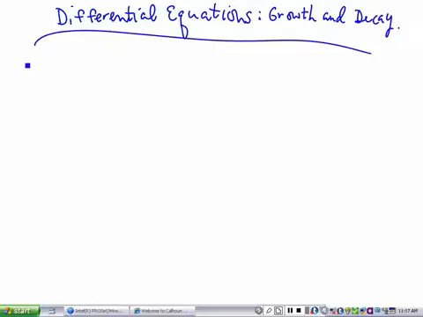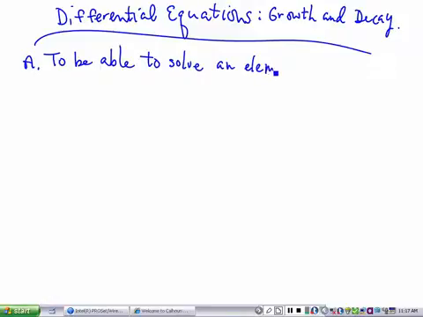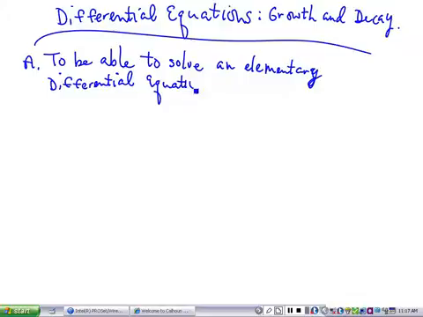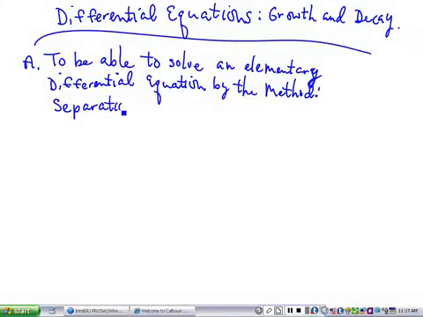So first, what we discuss here is to be able to solve an elementary differential equation by the method of separation of variables. This is our goal or objective.